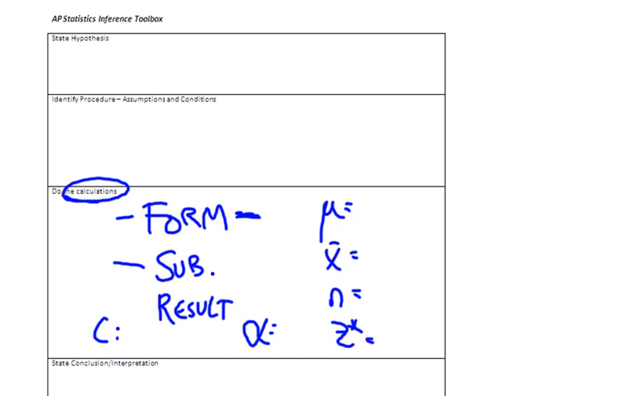Remembering that all your formulas are in your packet, and the substitution numbers are in the problem, and the results are going to come off your calculator. And then you've got to be able to write these conclusions. In other words, take this result and write it in context of the problem.